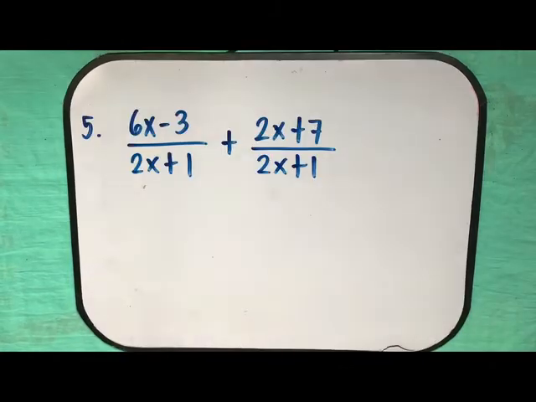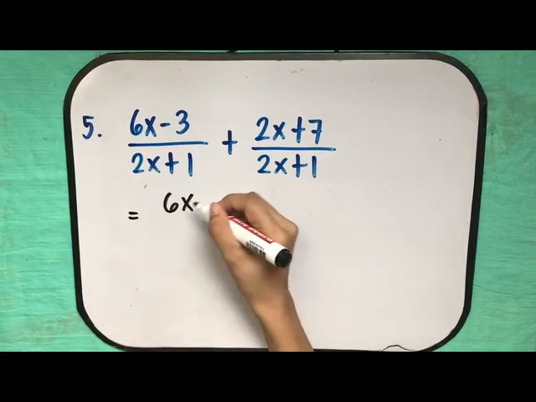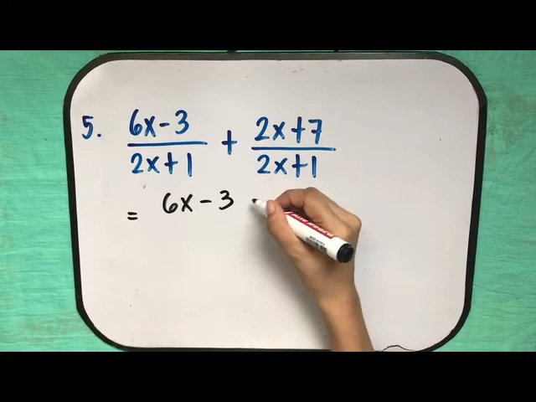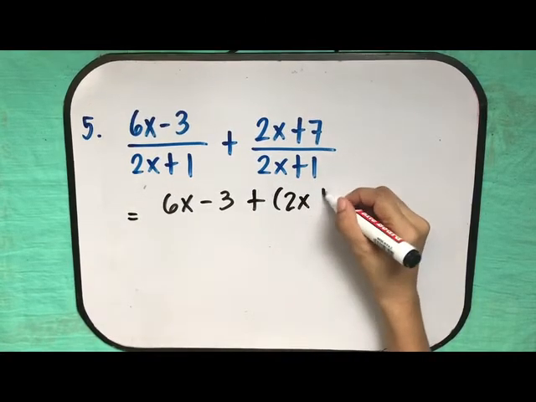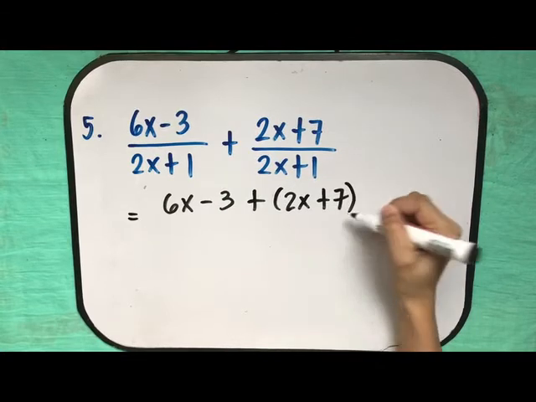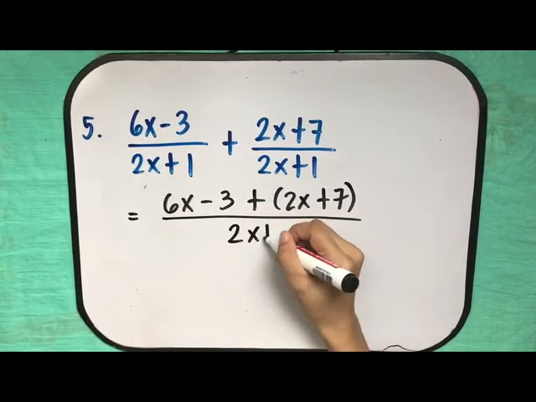Now, let's proceed to example number 5. We have (6x - 3)/(2x + 1) + (2x + 7)/(2x + 1). Now, what we're going to do is add the numerators and then copy the denominator. In the numerator, we have 6x - 3 and it will be added to 2x + 7. Okay. Copy the denominator, 2x + 1.